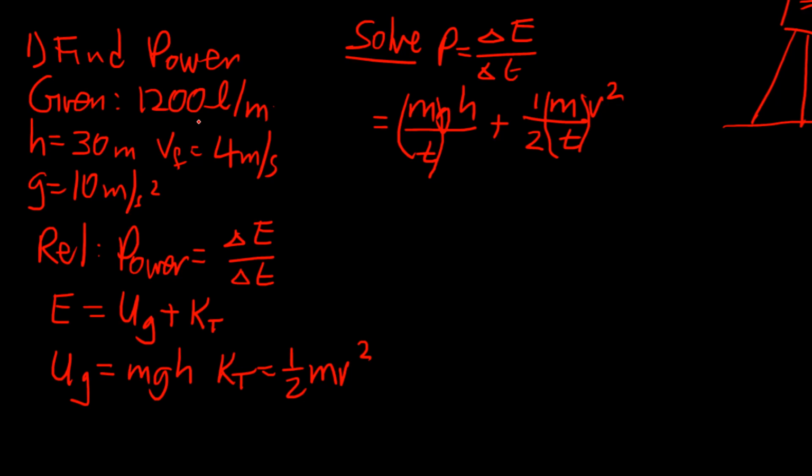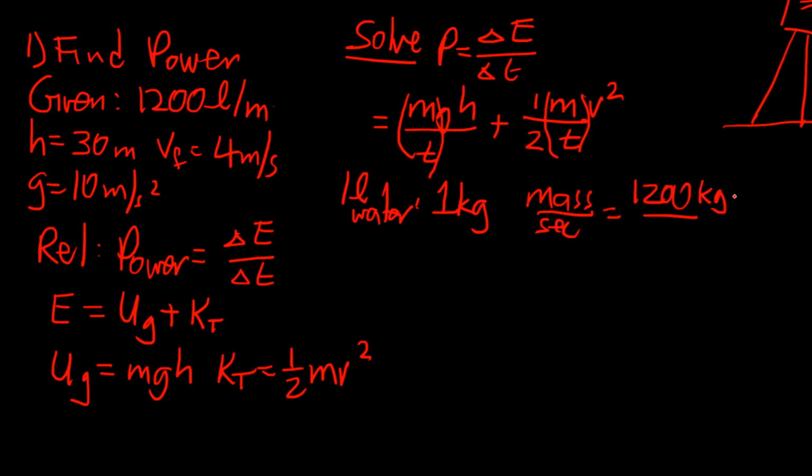We're given 1,200 liters per minute. One other relationship is that we have a mass. 1 liter of water has a mass of just about 1 kilogram. So at 1,200 liters per minute, I'm going to divide that, so I find that my mass per second is going to be 1,200 kilograms per minute divided by 60 seconds per minute. Mass per unit time, 1,200 divided by 60. What does that work out to be?